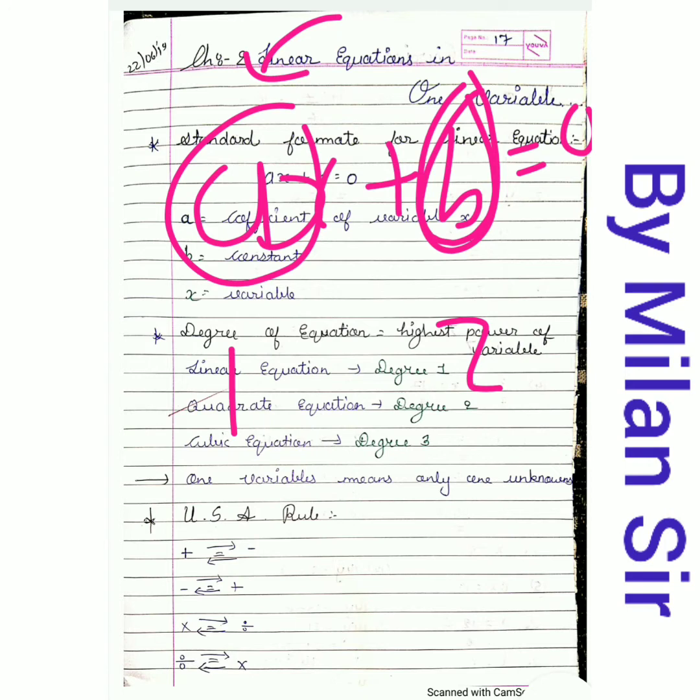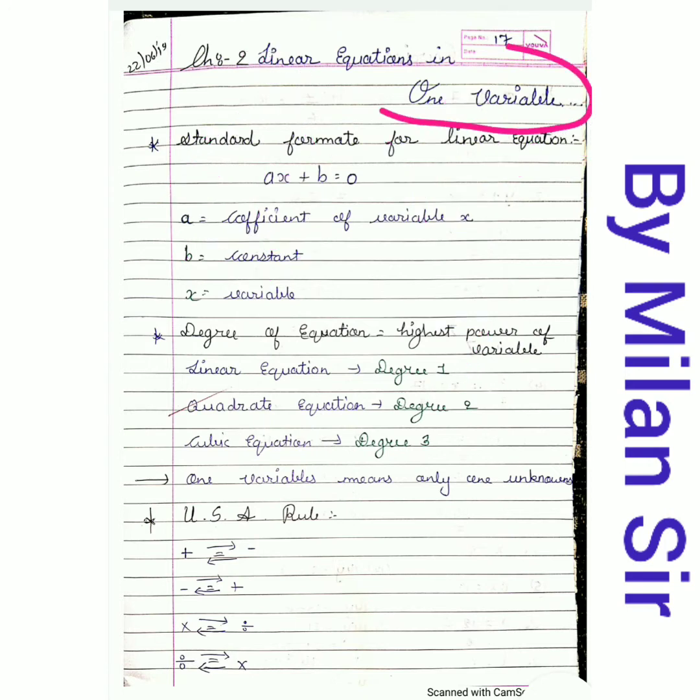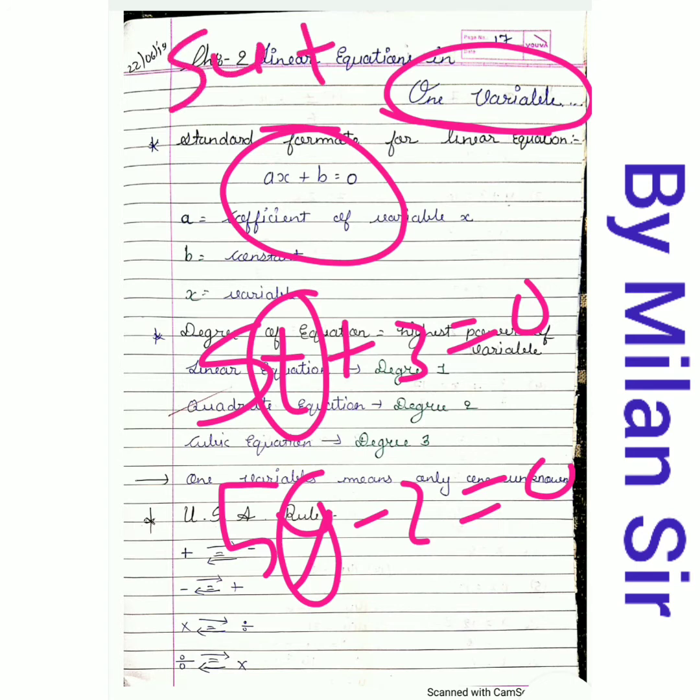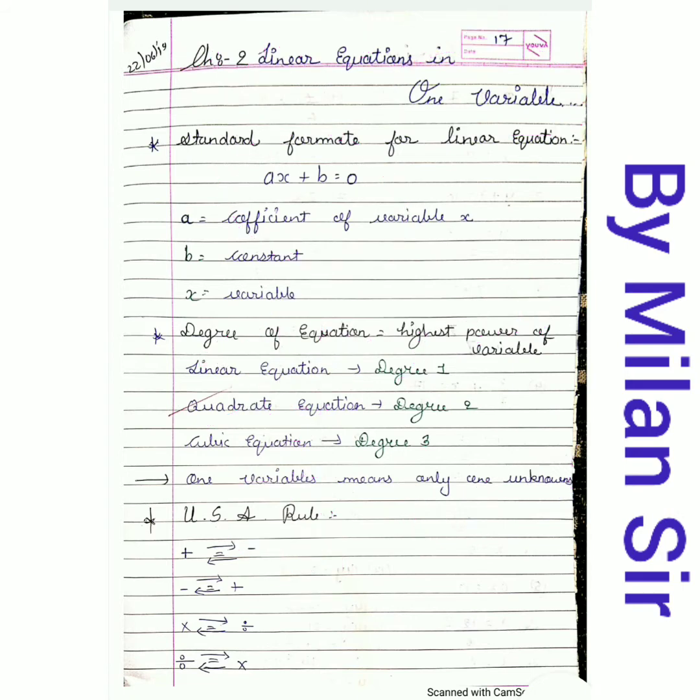Second thing, it is given as one variable. That's why we use only one variable in the standard form. It is not necessary that x is always our variable. We can take any alphabet from a, b, c, d. Sometimes 5t plus 3 is equal to 0, then t is our variable. Sometimes 5y minus 2 is equal to 0, y is our variable. 5a plus 7 is equal to 0, so a is our variable.